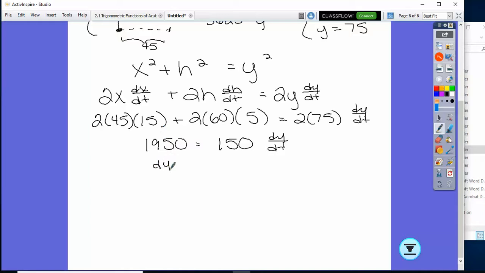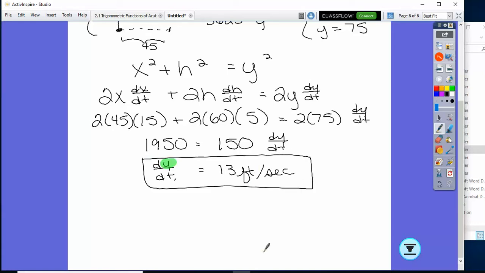Divide, and dy/dt should be 13, I believe. I do want units on this. So look here, y was a distance, and our distances were measured in feet. t is time, we are measuring our time in seconds. Is that one okay with everybody?